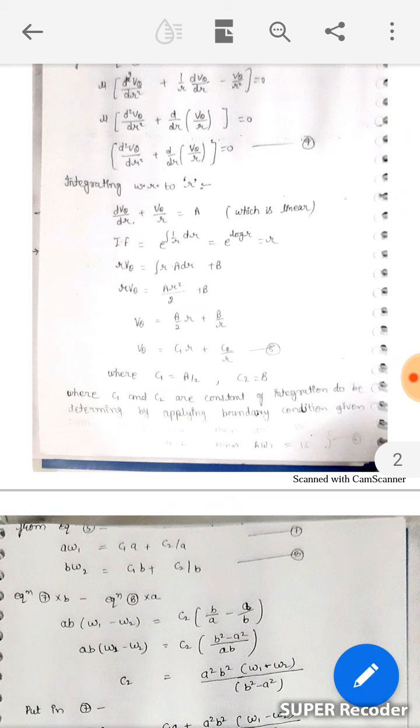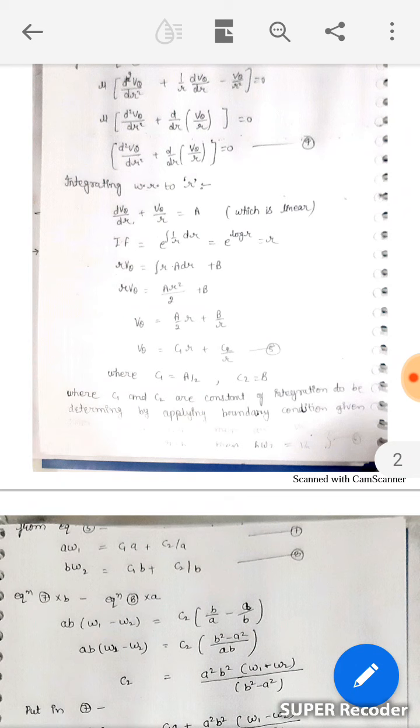Multiplying equation 6 by b and equation 7 by a, then ab into omega 1 minus omega 2 is equal to c2 into b by a minus a by b, or ab into omega 1 minus omega 2 is equal to c2 into b square minus a square upon ab. Then c2 is equal to a square b square into omega 1 minus omega 2 upon b square minus a square.